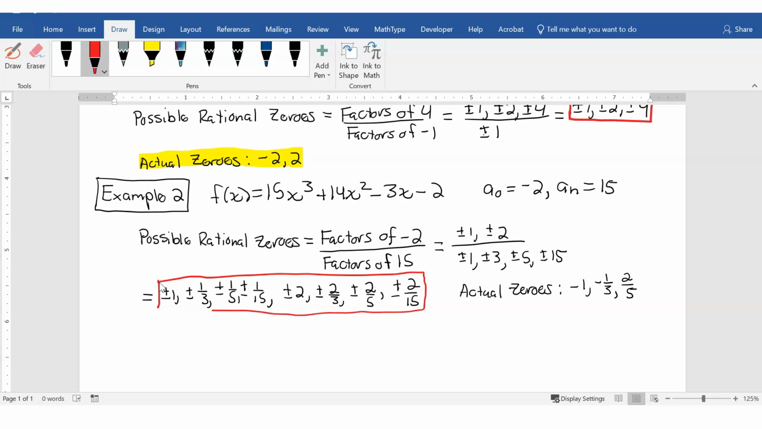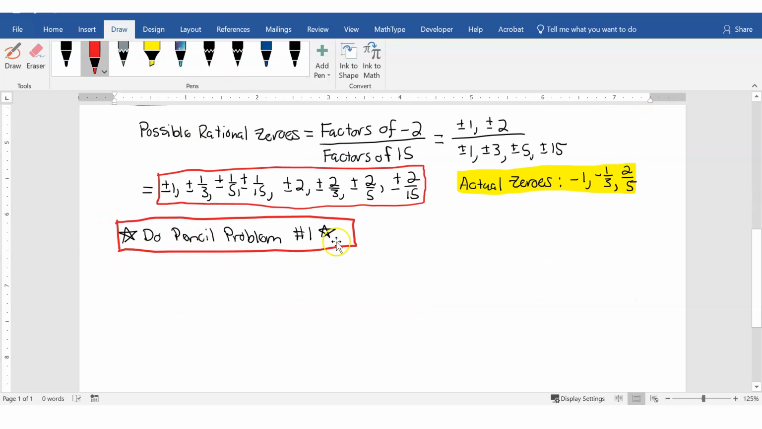And there are 16 values. Again, not every value in the list is an actual rational zero solution to the polynomial. And it turns out the actual zeros are minus 1, minus 1/3, and 2/5. So the actual rational zeros will be contained in the list somewhere. Now try pencil problem number 1.